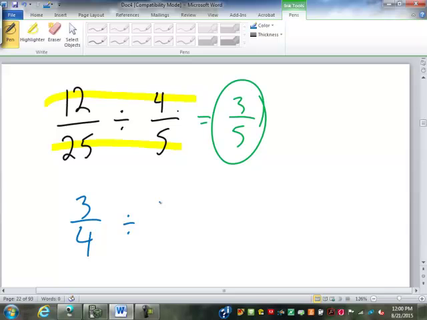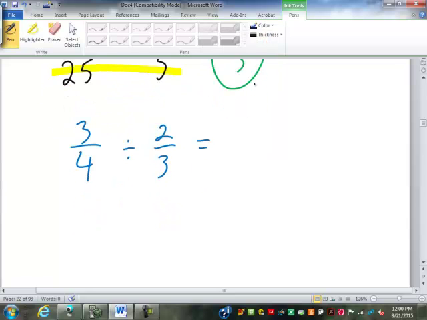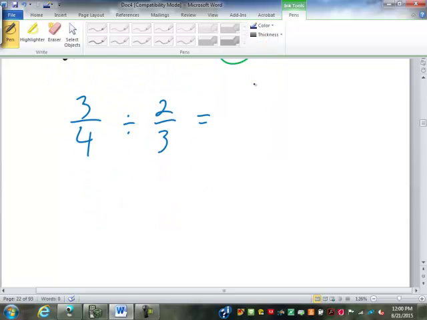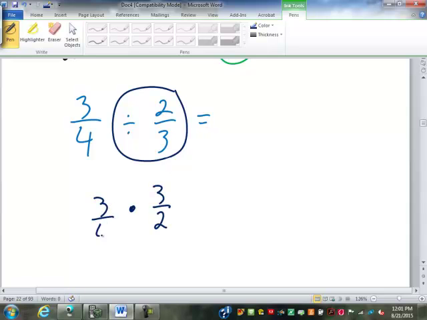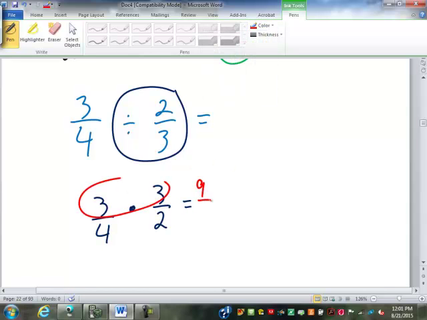Because we run into things like this. 3 divided by 2 doesn't work out so neatly, does it? And 4 divided by 3 is worse. What have we been taught to do to solve a problem like this? Yeah, change the division into multiplication by a reciprocal. Instead of dividing by 2/3, we multiply by 3/2. 3 times 3 is 9. 4 times 2 is 8. 1 and 1/8.